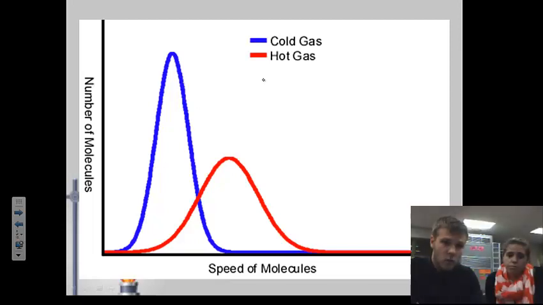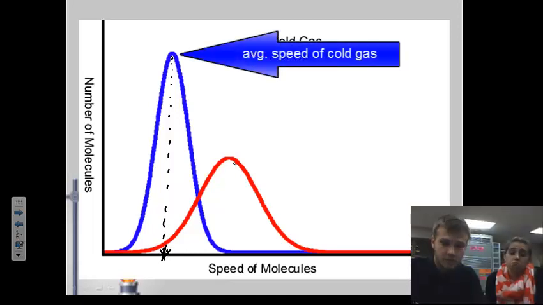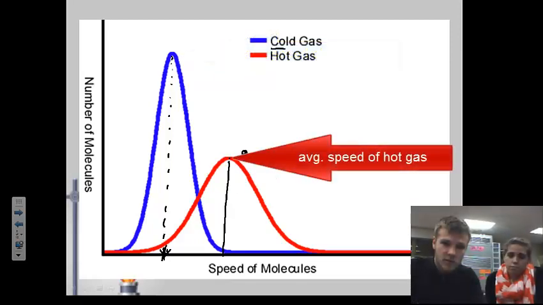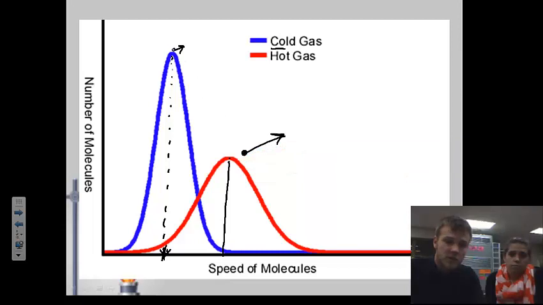And so the average of a cold gas, right here, is actually right here. I can draw that down. This is the average speed. It would be whatever units. It's moving at some miles per hour. And then this would be the average speed of my hot gas. So if I were to draw this with our little images, this would be something moving extremely fast. This would be something moving a little bit slower.